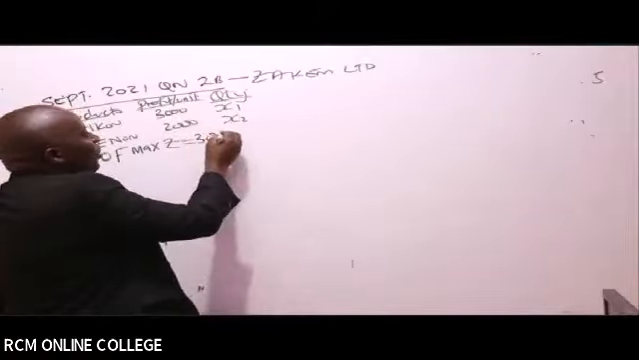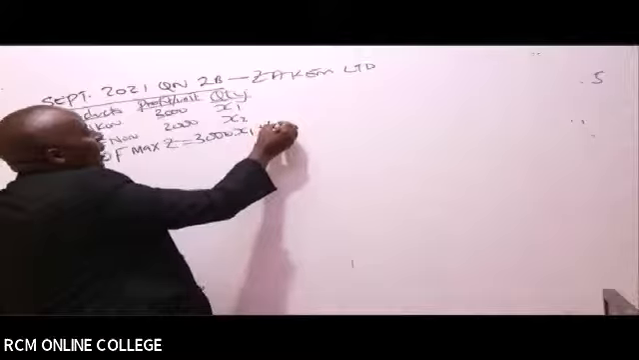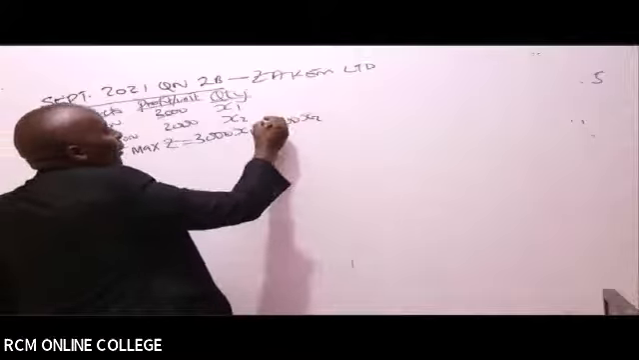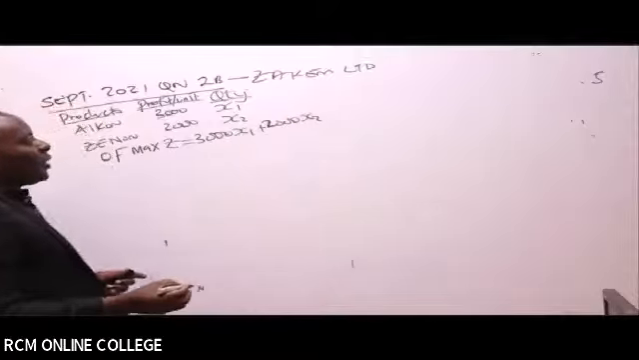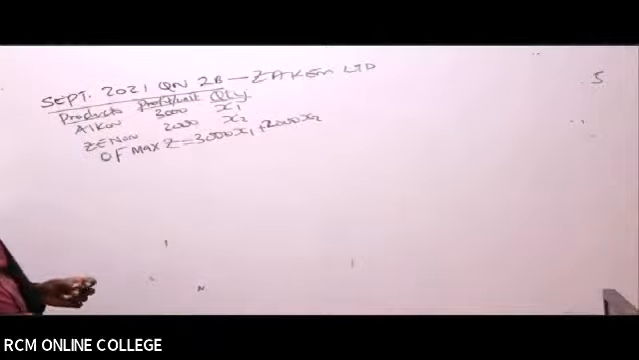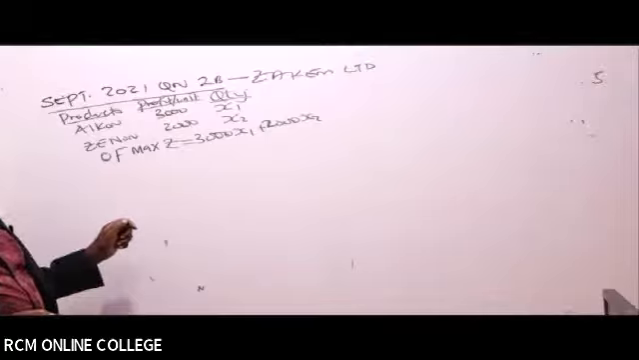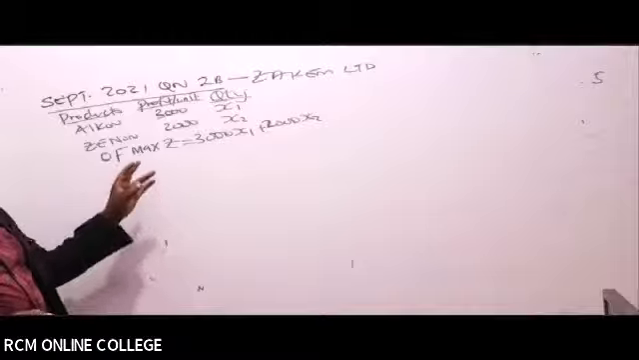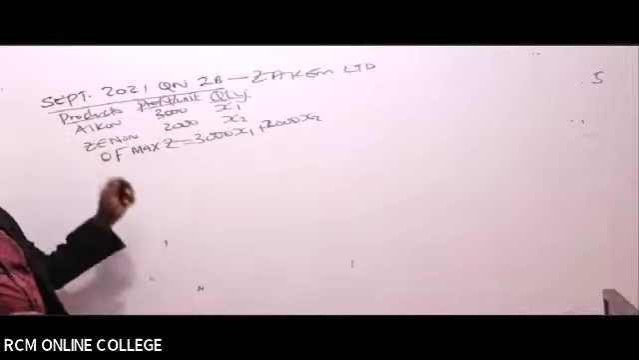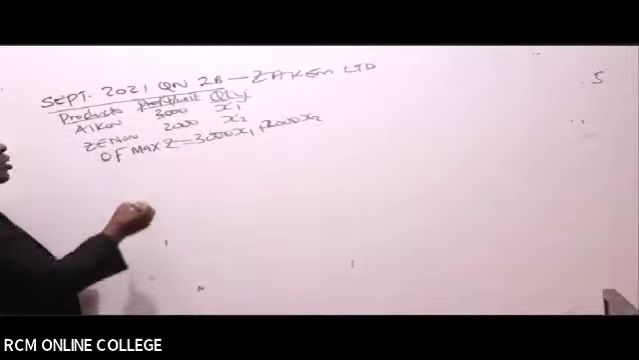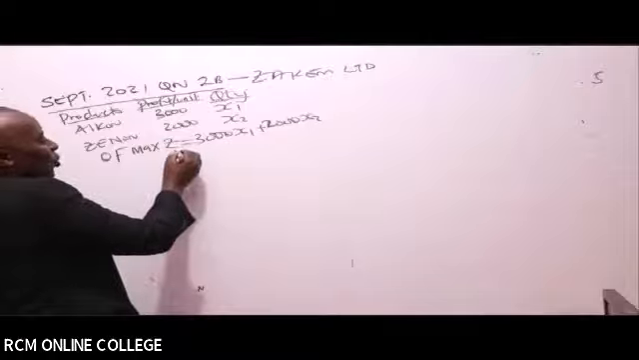So the objective function will be 3,000 X1 plus 2,000 X2, like that. 3,000 X1 plus 2,000 X2. So that is the objective function, to maximize Z, which is total profit. Remember, this given here is profit per unit. Then we come and write our constraints.